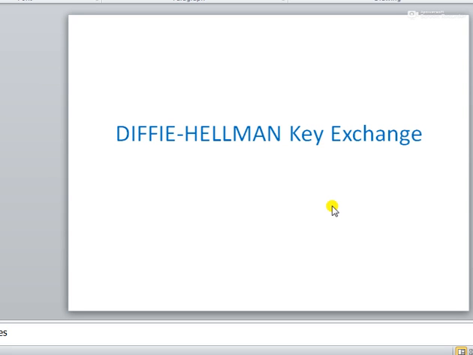We use asymmetric cryptography also, because here we are generating both the public key and the private key. That's why we are using asymmetric cryptography.